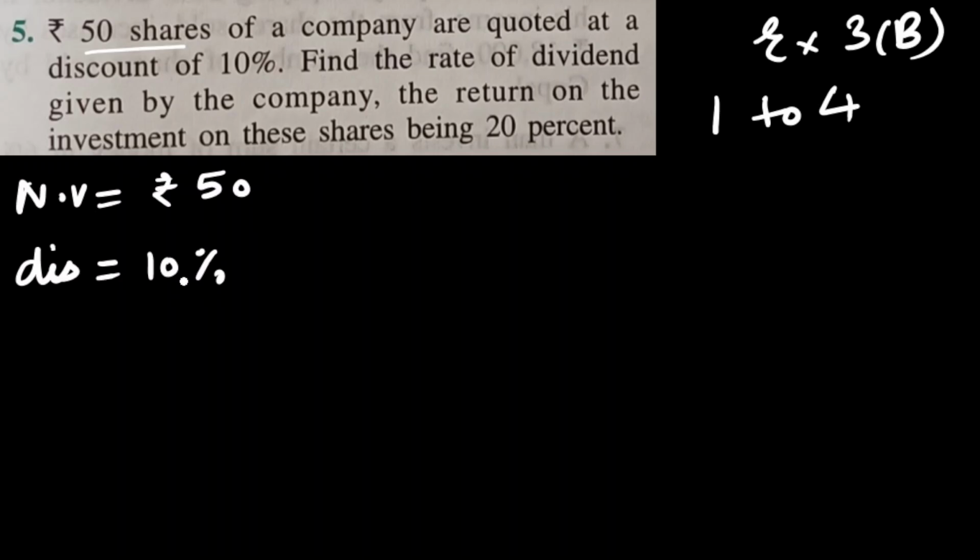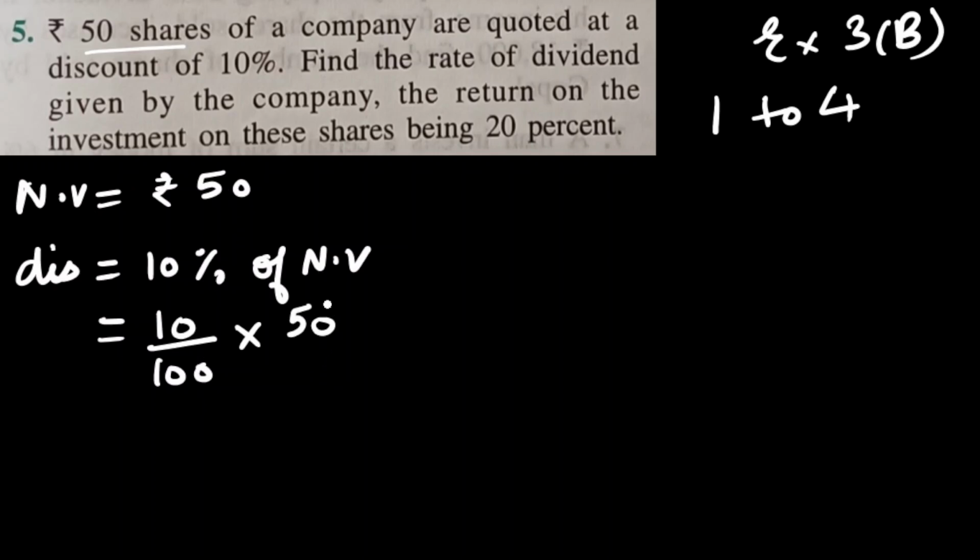See, whenever discount or premium is given, we will write it as 10% of nominal value. Then we can find the value of this 10%. So 10 by 100 into, percent means by 100, into nominal value, which is 50. I am just substituting here. So 1 zero got cancelled, another 0 got cancelled here. So I got the value of discount as 5 rupees.